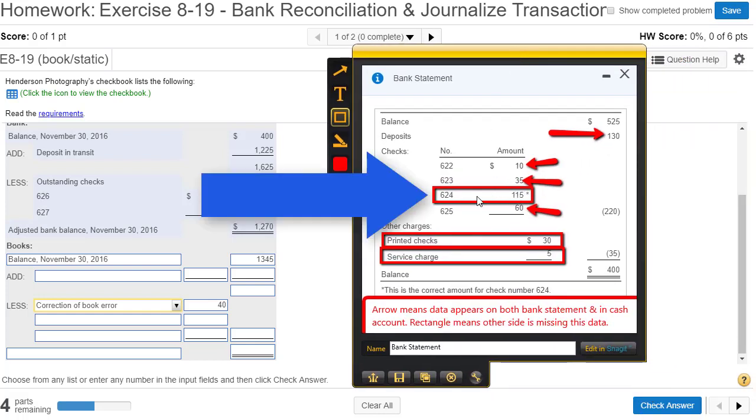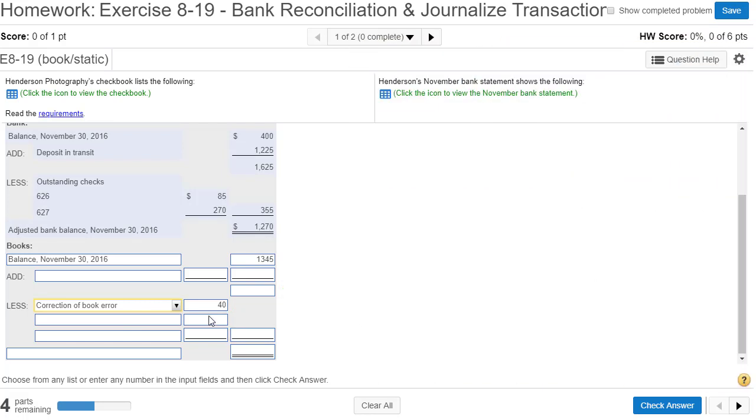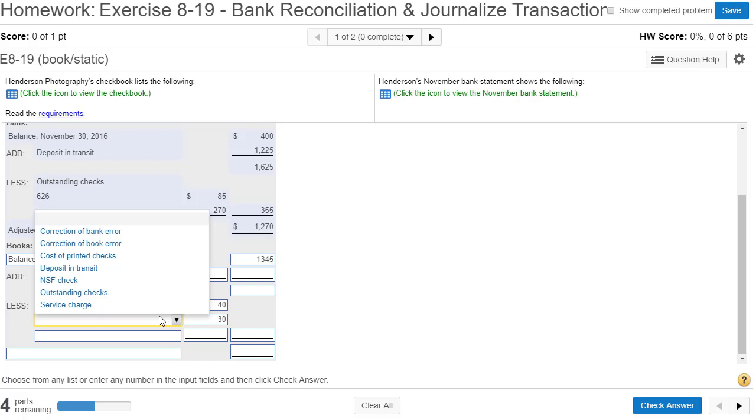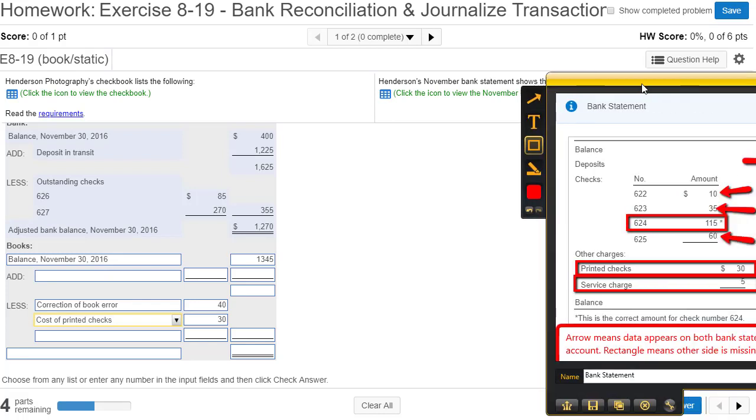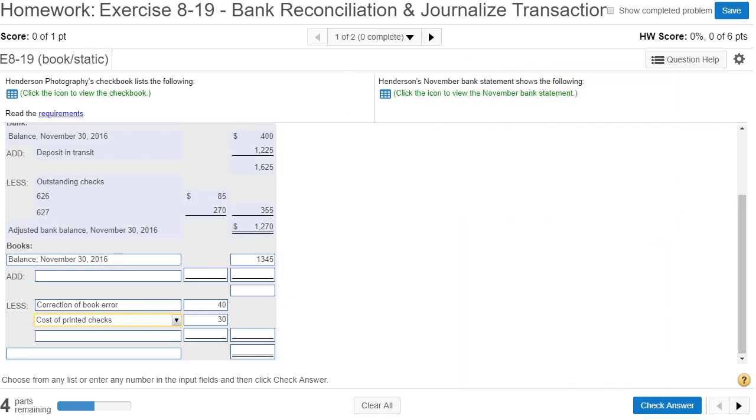So we've entered this rectangle. Let's go to the next rectangle. So we got a $30 charge, so it means we're going to have to put it under the less section, and it's for checks. So $30, cost of printed checks. And then the last thing we need to enter is a $5 service charge from the bank.